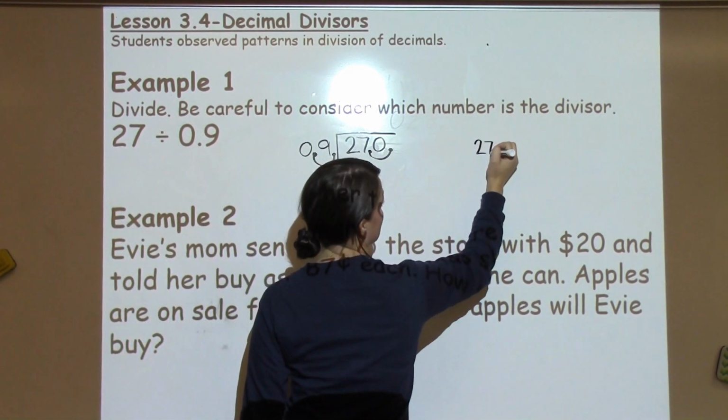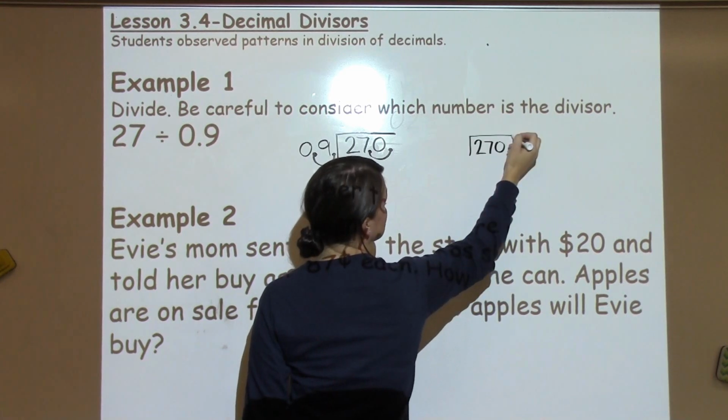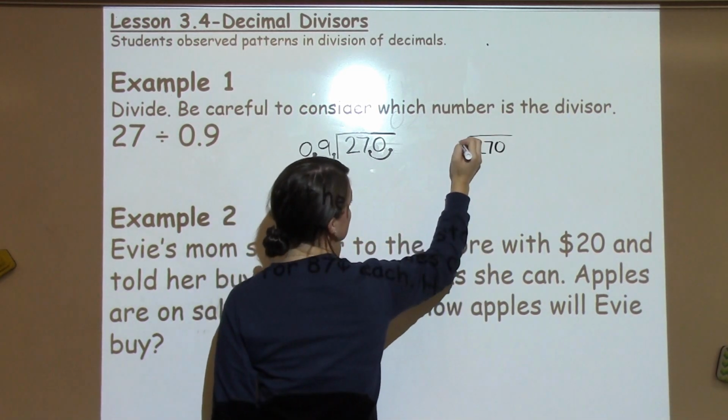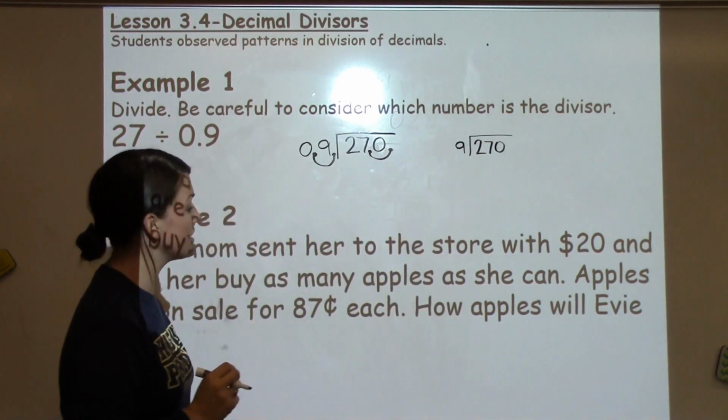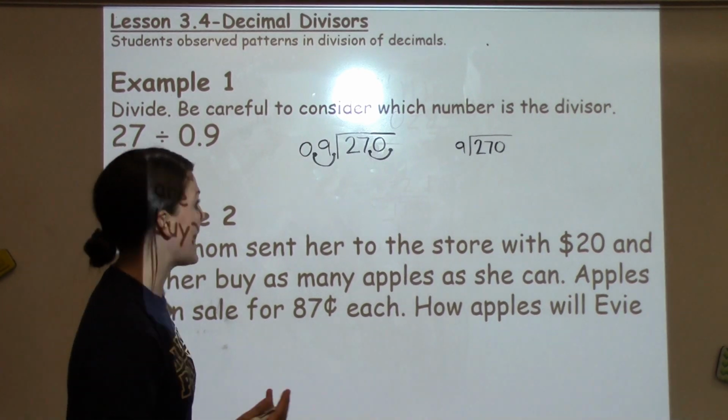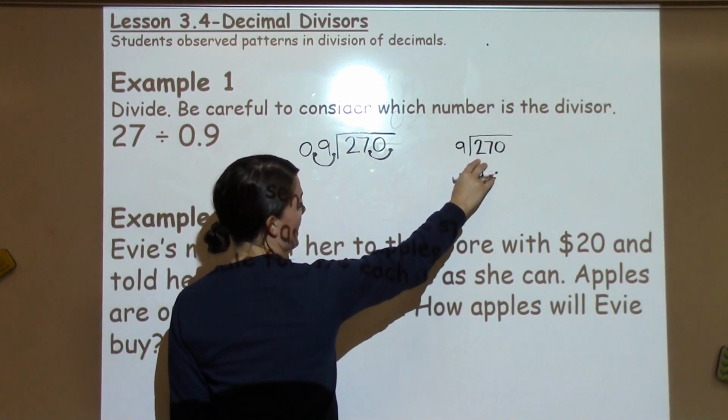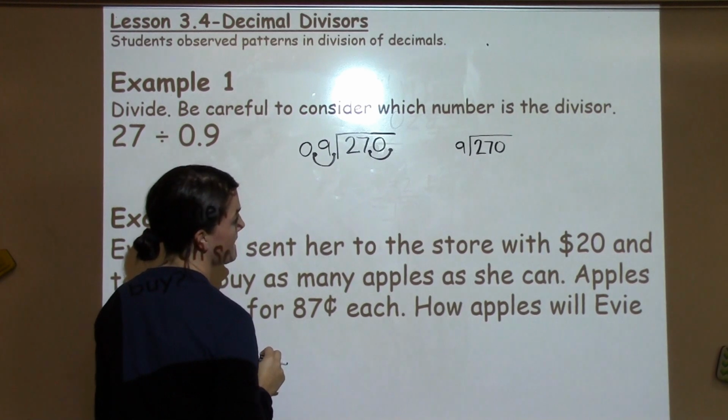If all of these loops look confusing to your student and it starts to get them off track from the actual problem, I always suggest rewriting the problem after you make your loops and move your decimal so it's easier to look at. So this is just simply the problem 270 divided by 9.